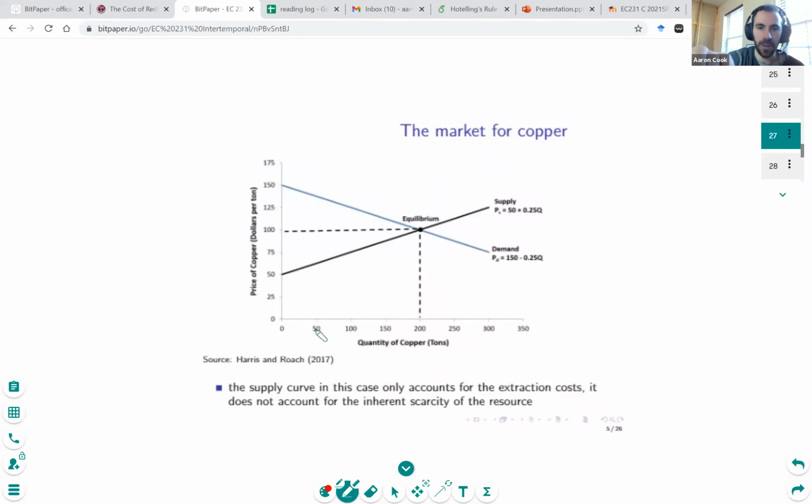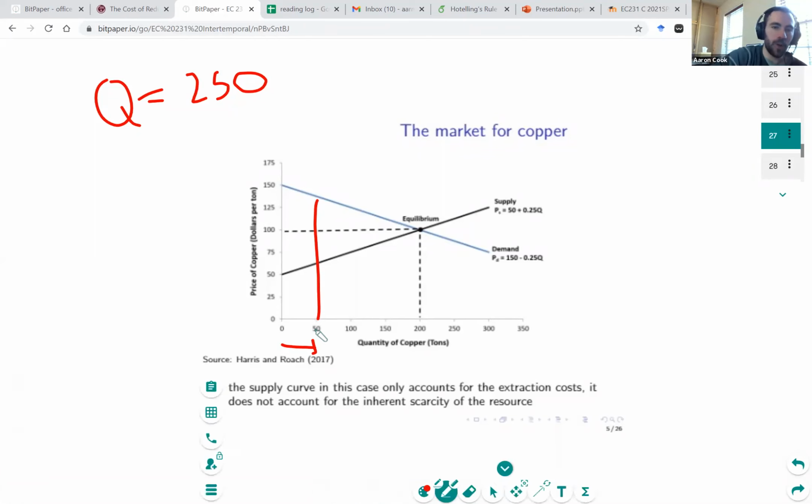I've got the static equilibrium here, right? So Jackie's answer was exactly correct. We have a total of 250 units. If we're thinking about our period 1 consumption, let's say that we only go to 50 and we stop at 50 in period 1. That means that we have 200 units left over in period 2.